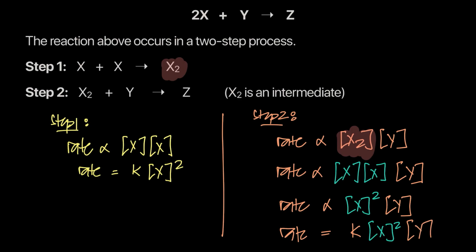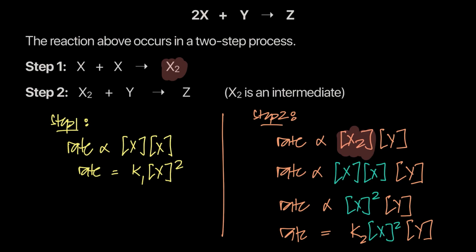Obviously the 2 k's are different k's. The one on the left is k1 and this can be called k2. But again, we don't care about the actual value for k right now. We care about the relationship. So each of these 2 steps has its own rate equation, and that's something to keep in mind. Each step can have its own rate equation.